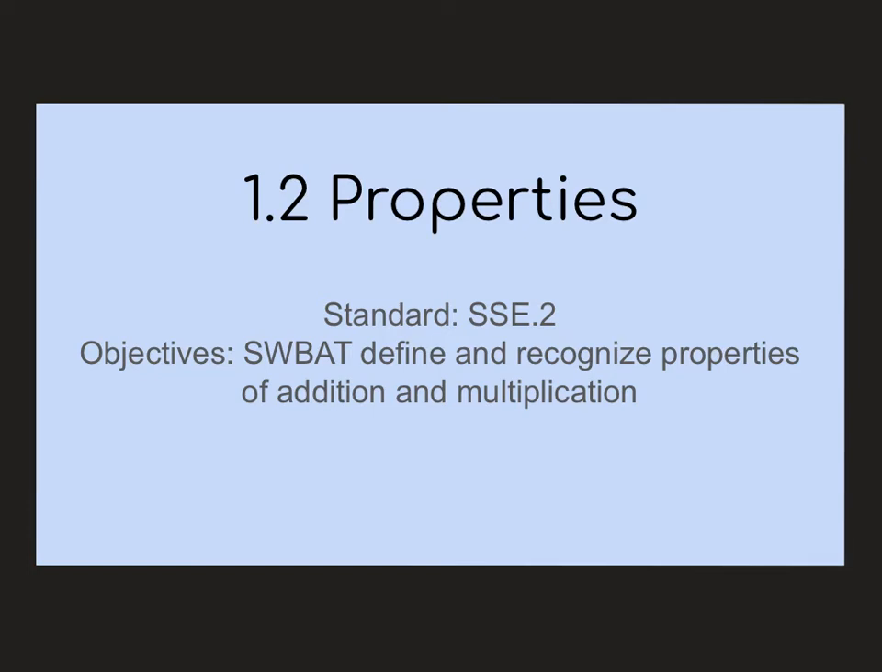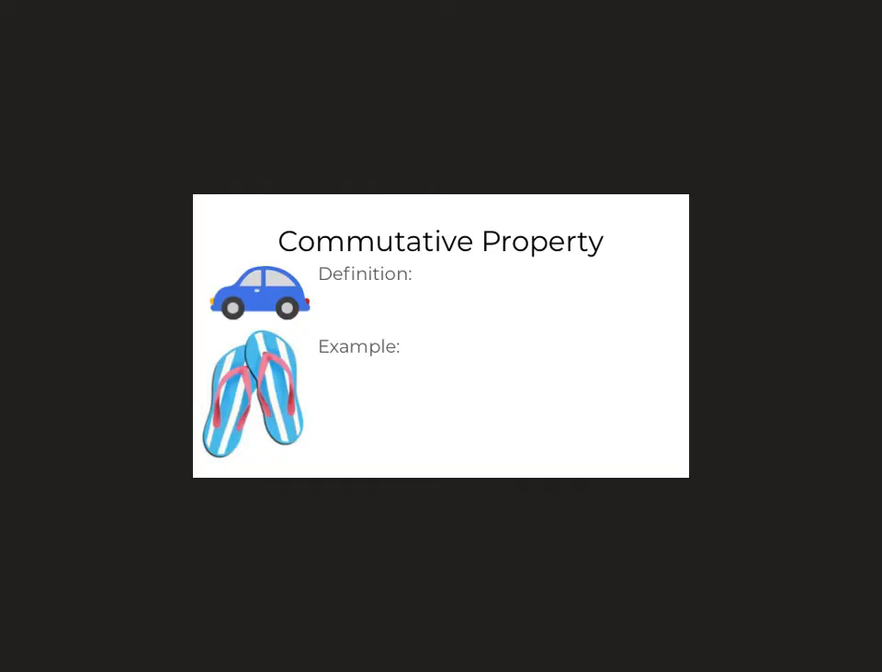Welcome back. This is lesson 1.2 about the properties, and our objectives are going to be able to define and recognize properties of addition and multiplication. Let's get started. We're going to start with the commutative property. We'll do definition and an example.